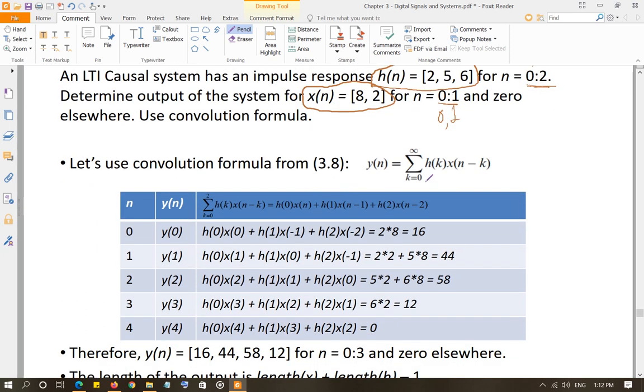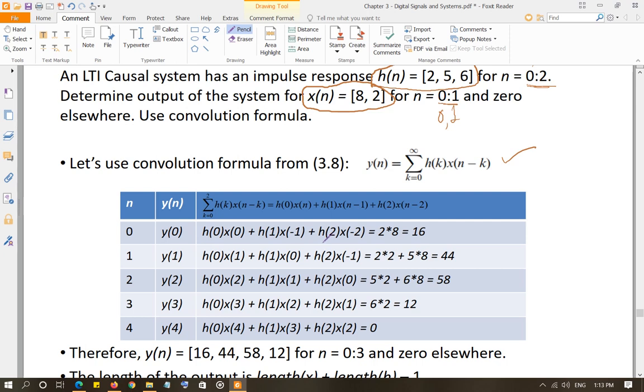So what we are using here is the convolution formula, this formula right here that you see in front of you. When you expand that, we know that k is 0, 1 and 2 based on the values of h of n. Whichever values we are using for h of k, x of n minus k, that's going to be the limit of k. So k is equal to 0 to 2. And then you expand this: h of 0 x of n plus h of 1 x of n minus 1 and h of 2 x of n minus 2.